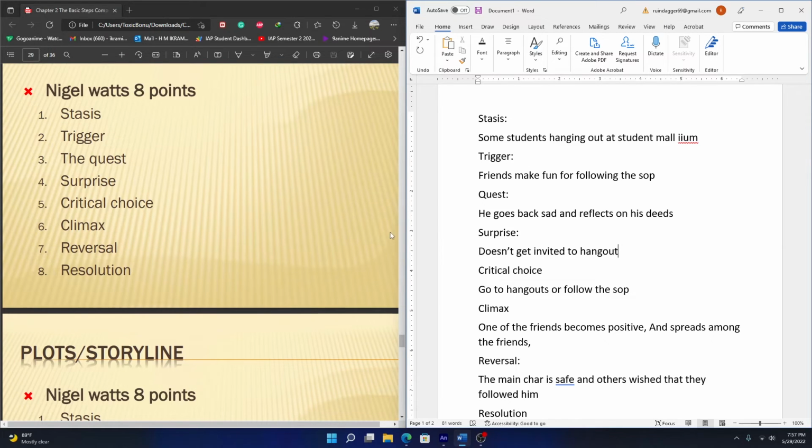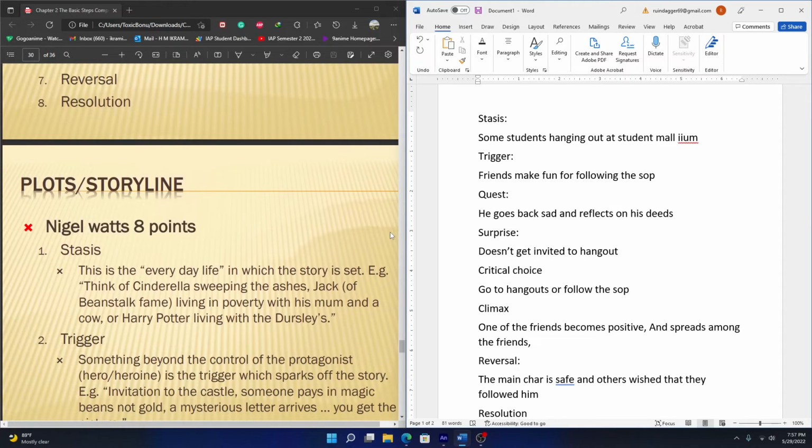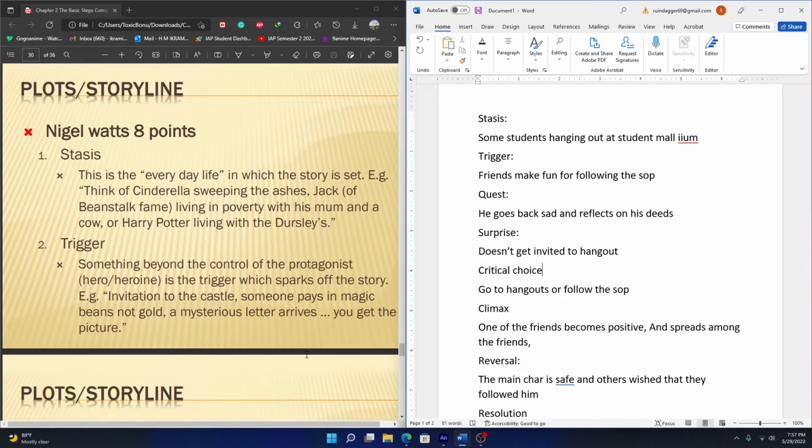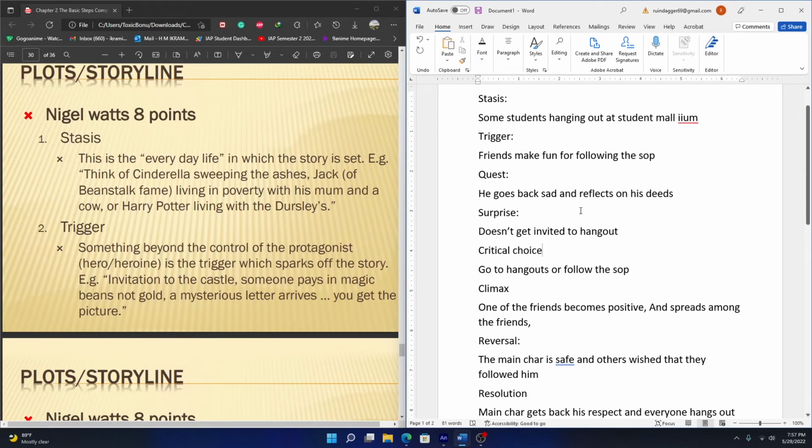But if you have a good storyline, that's good. All you need to do is make sure, even if your story is good, that you have all these 8 points, and you yourself know how to distinguish the points in your storyline. It's going to be easier and better for you in your project report writing and also your presentation. If madam asks what is the climax of your story or what was the critical choice, you can answer because you divided the project into 8 parts.